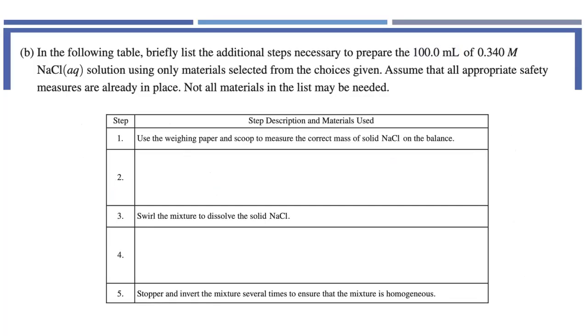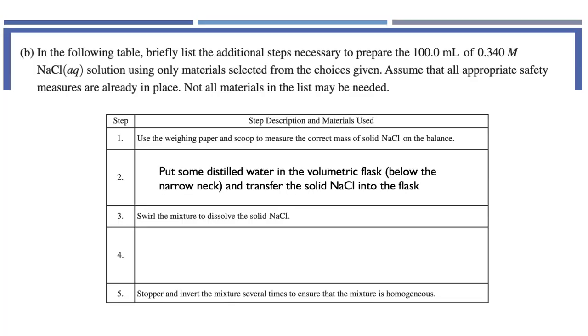Okay, so let's go and look at the table to prepare solutions. Really what we're trying to get at here with this question is, do you know how to prepare a solution? Step 1, we were told to use the weighing paper and scoop to measure the correct mass of solid NaCl in the balance. We already know how much that is. What's the next thing we should do?